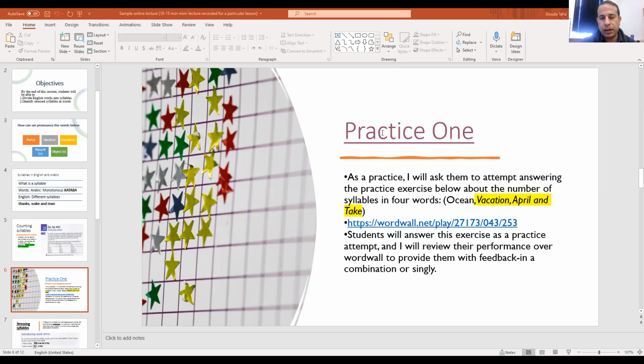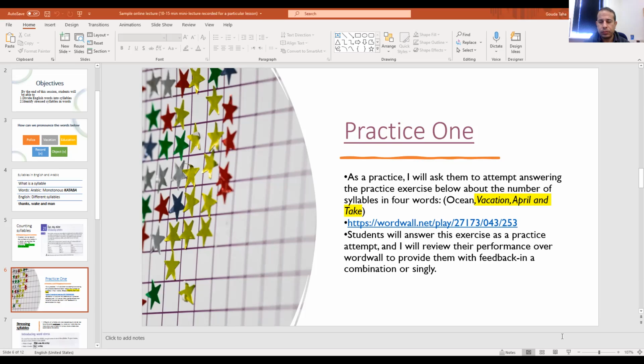Okay, let's go to the next one. How many syllables are there in the word "April"? What do you think? Okay, 1 or 2 or 3. Let's try 2. Correct, well done. Let's go to the next one. "Take", how many syllables are there? Is it 1? We have 2 vowel letters. It's 2 vowel letters, but how many vowel sounds? No, it's just 1 vowel sound. So it has just 1 syllable. Correct, well done.